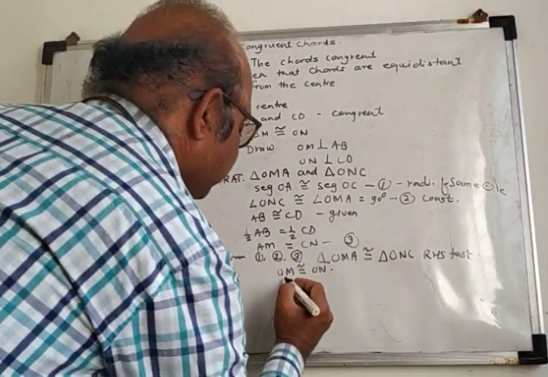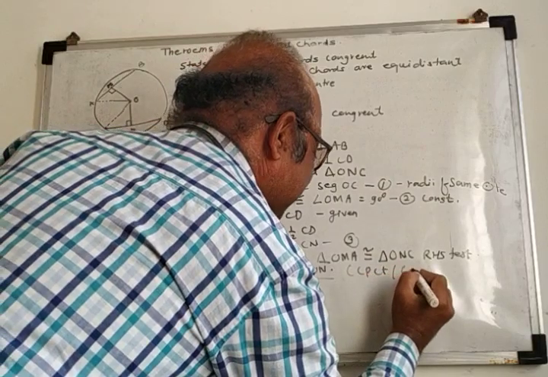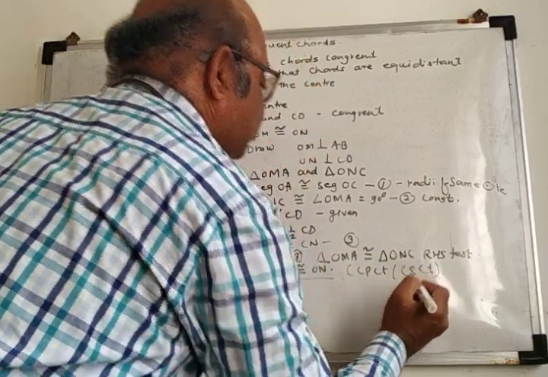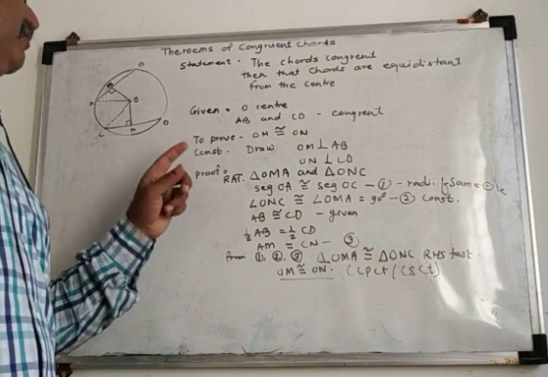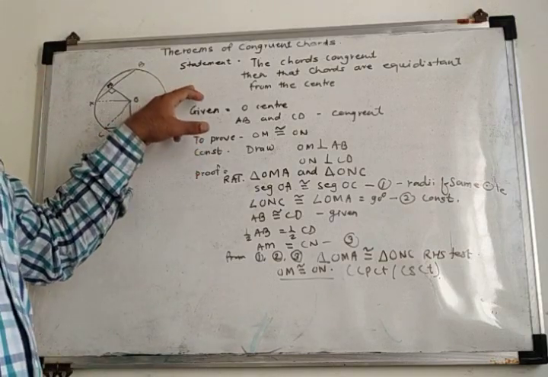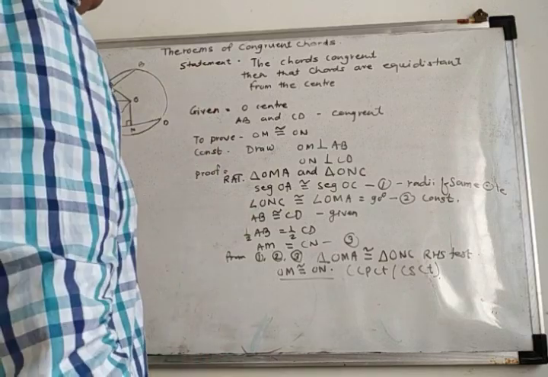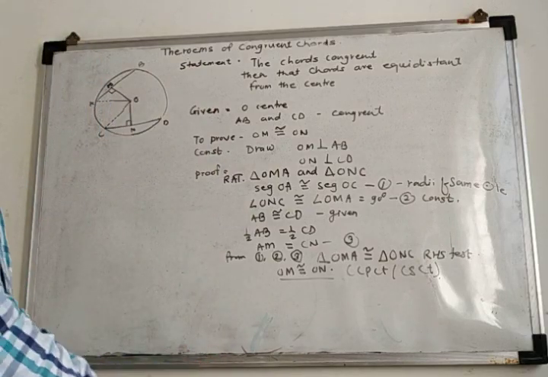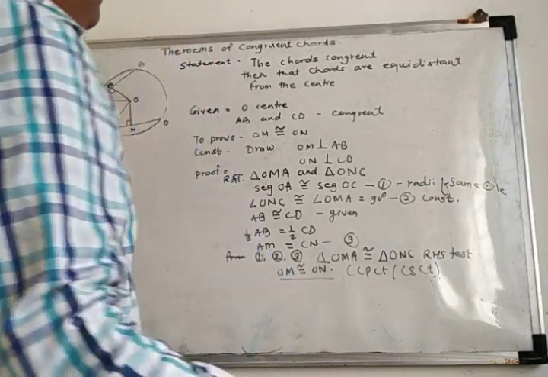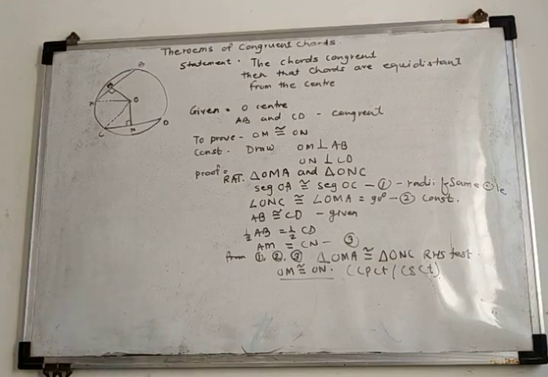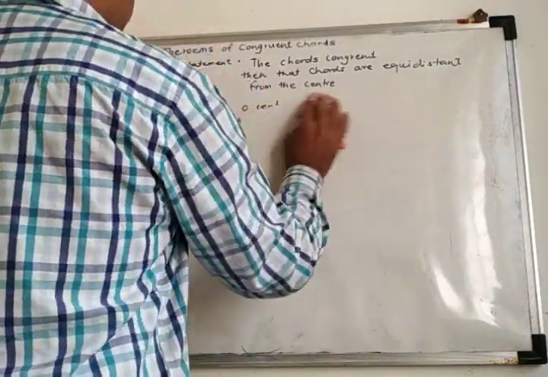So you see that this is very simple. We can say CPCT, or corresponding parts of congruent triangles. This is very important. This is the theorem that I wanted to discuss, and it is also a very important theorem. If you want to take a screenshot to see the detailed steps, you can. Then we'll proceed further to its converse.